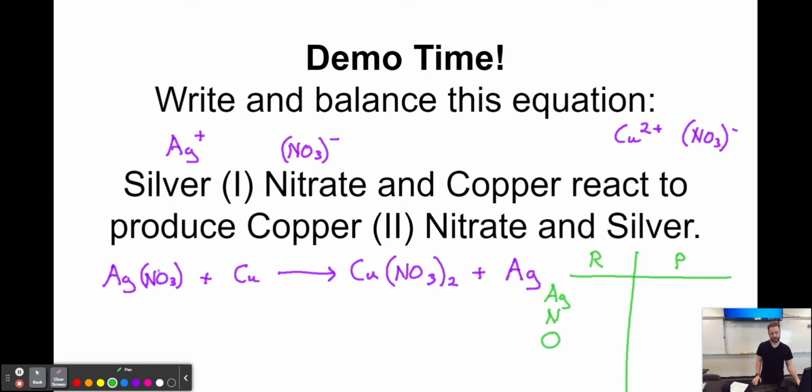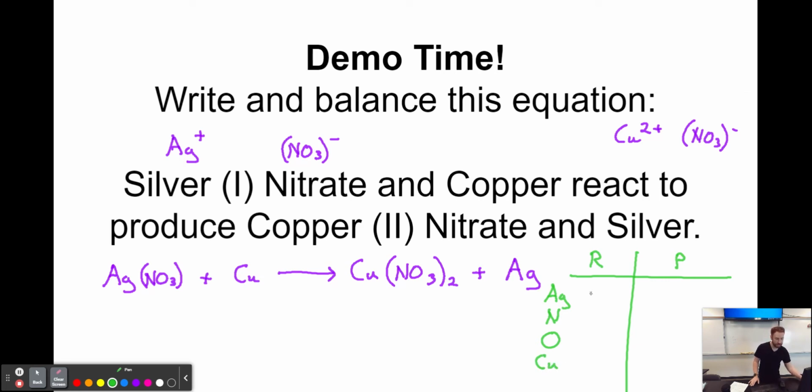When the polyatomic ion isn't broken up, you could just balance it with the polyatomic ion. I'm probably not making any sense. I'm just going to go with the way that we've done it and think about individual elements. So we've got silver, nitrogen, oxygen, and copper. Those are our 4 elements that we're dealing with.